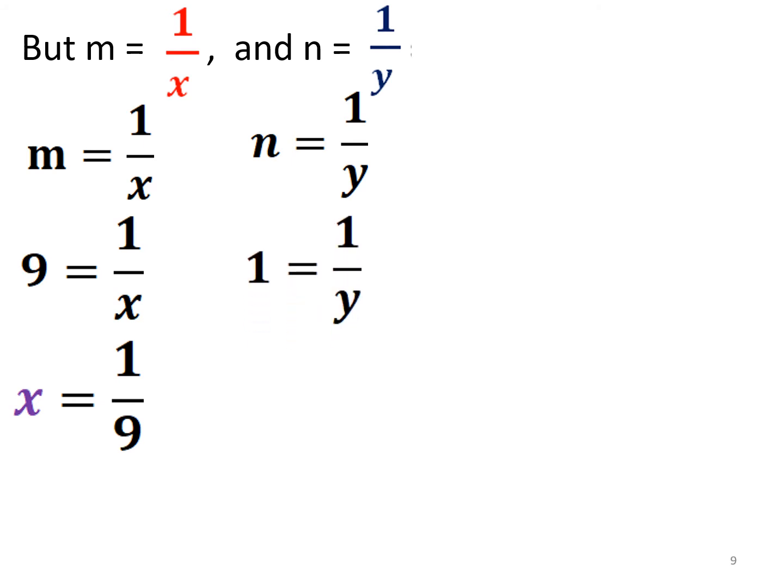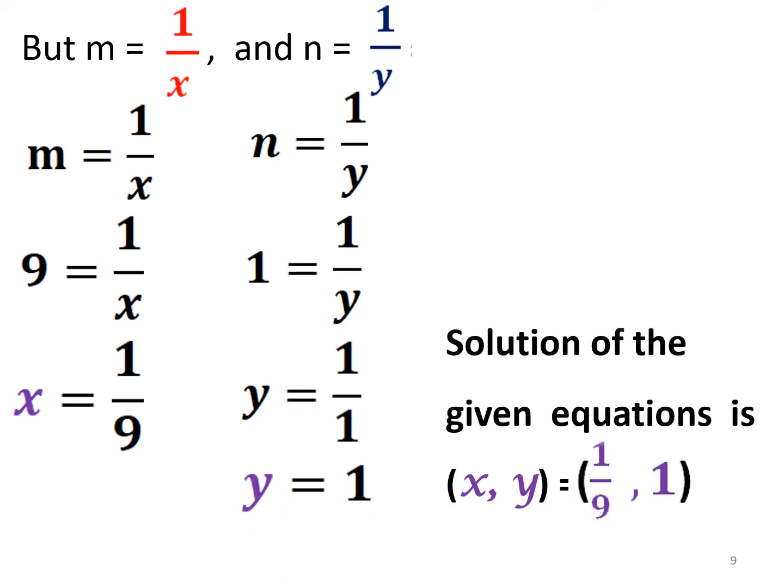Similarly, n is equal to 1 upon y. The value of n is 1. So 1 is equal to 1 upon y. Therefore, y is equal to 1 upon 1, which is nothing but 1. Therefore, the solution of the given equation x comma y is 1 upon 9 comma 1. And this is your final answer.